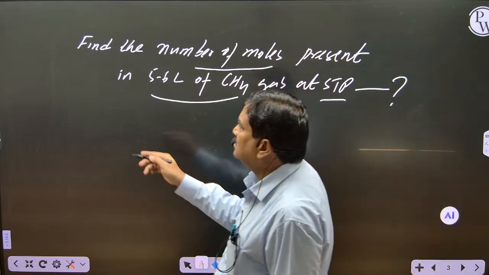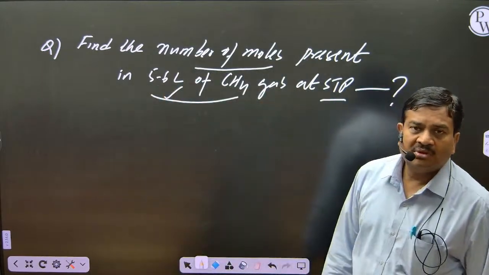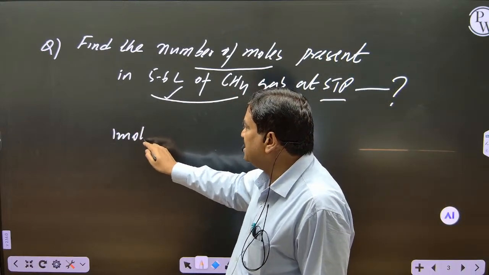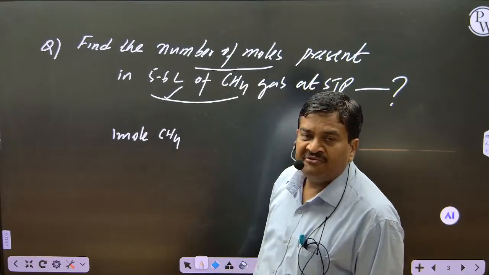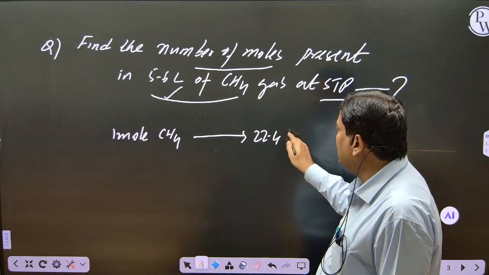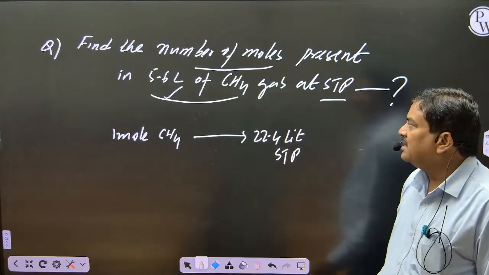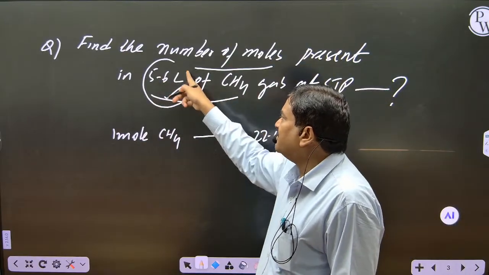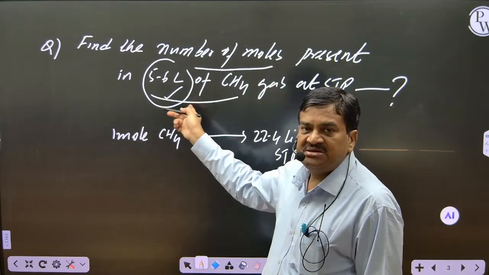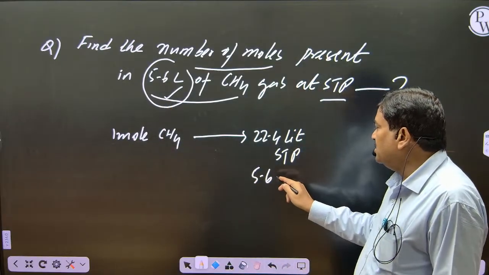Now think how you get the number of moles from the given volume. So simple. 1 mole of methane will occupy how much volume, students? Any gas of 1 mole will occupy how much volume? 22.4 liters at STP, no? If 1 mole is occupying 22.4 liters, in the question I asked for 5.6 liters, how many moles will it be? So whenever they give volume at STP and ask for moles, what do you do? The given volume is divided by 22.4.